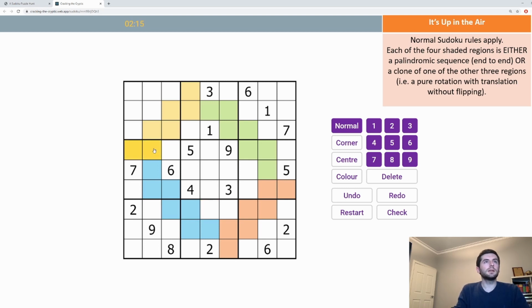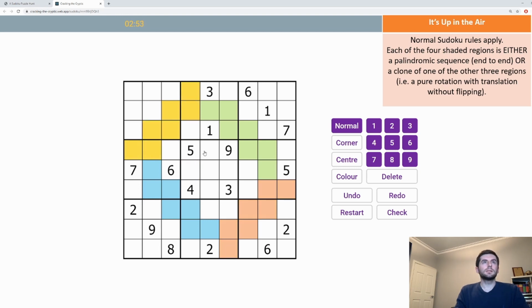Okay, so we start here with the yellow shape, and from the example that we saw earlier, we can see that it can't be a palindrome, as the 3rd cell and the 5th cell along are in the same box. But if these were a palindrome, they would have to be the same value, which is not possible. We can see a similar logic can be used on the red shape down here. And as such, we can see that the red shape and the yellow shape cannot be palindromes, and as such, they must be clones.